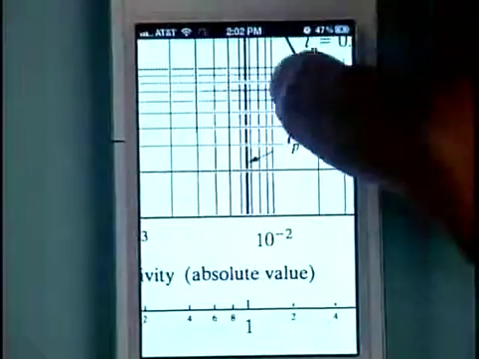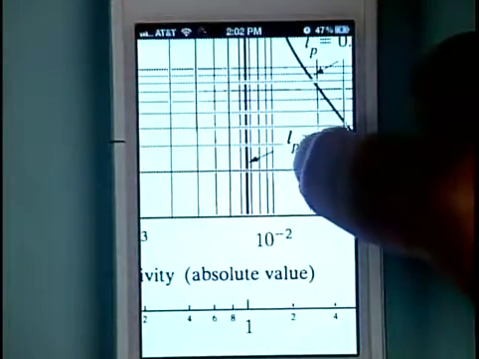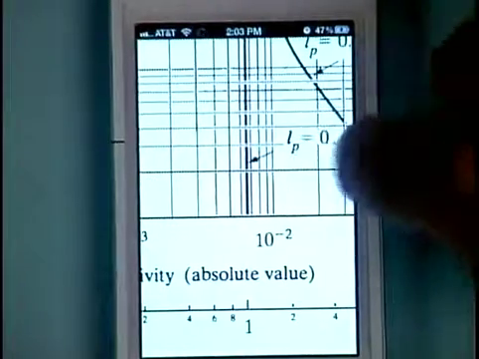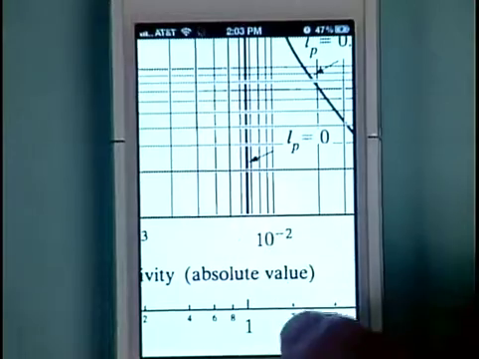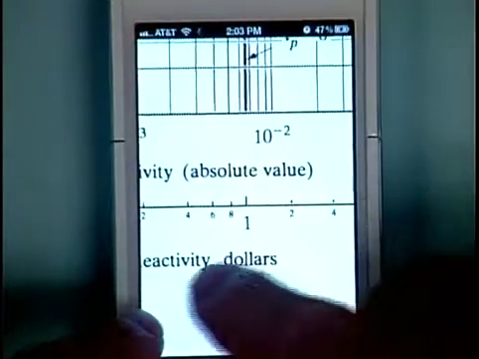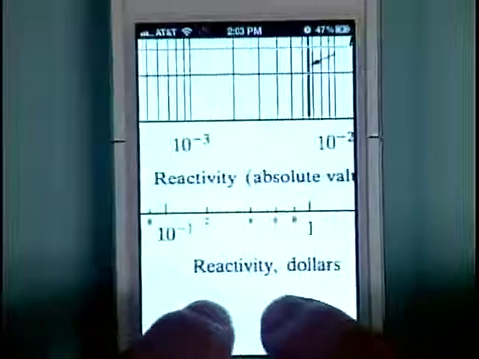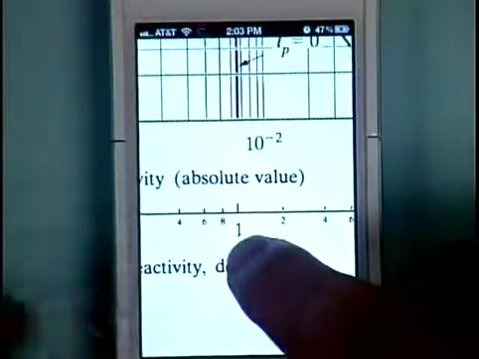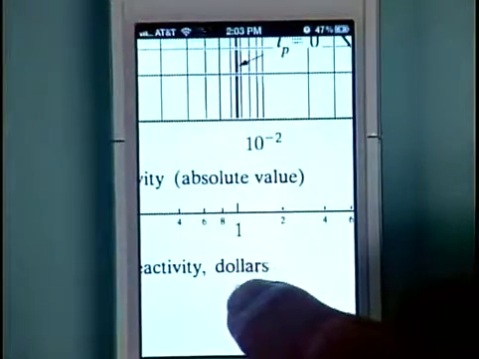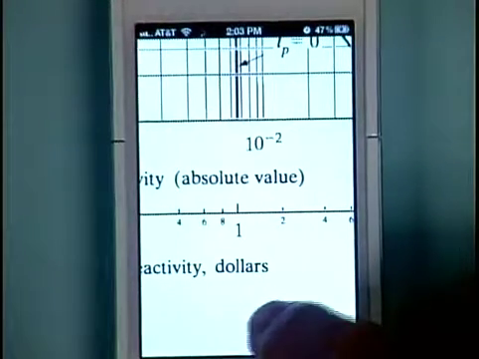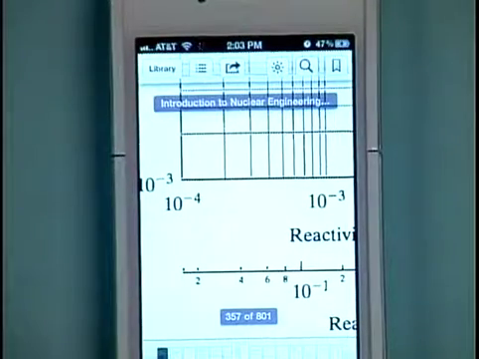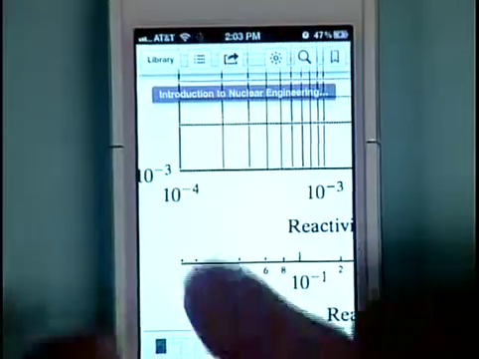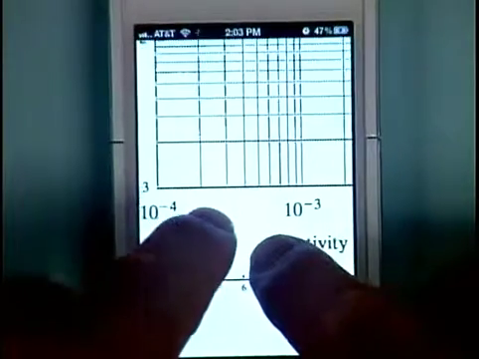With the neutron generation time going to 0, your period goes to a certain value for rho over beta. So what's rho over beta in dollars here? It's 1. So at rho over beta equal to $1, you have prompt critical, and your period goes towards 0 very, very rapidly. But this is up to 10 to the power of minus 3 seconds.